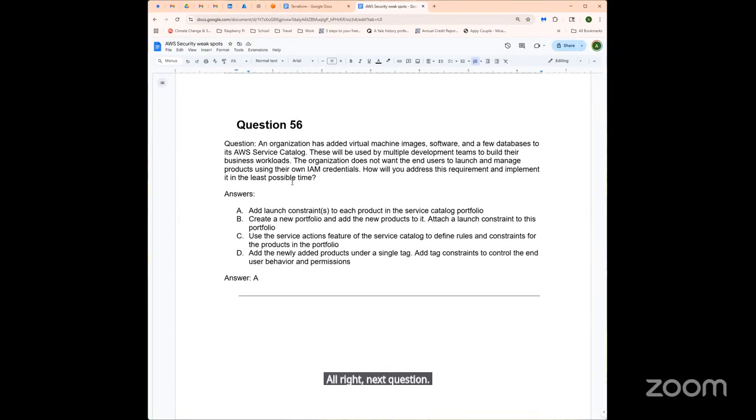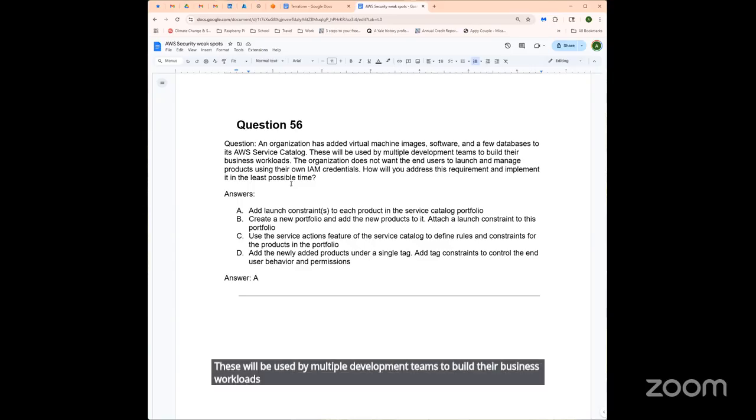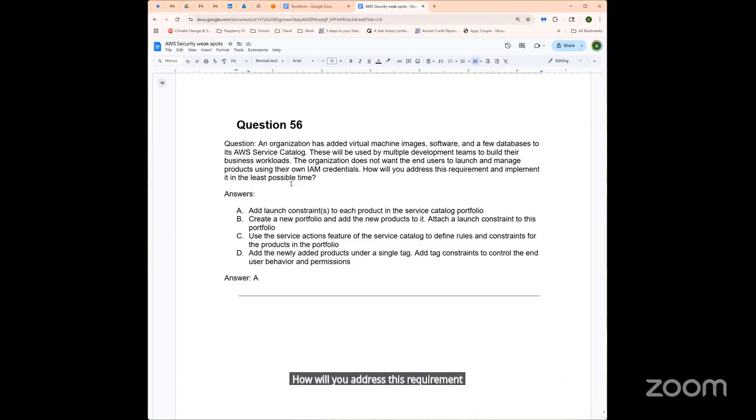All right. An organization has added VMs, images, software, and a few databases to its AWS Service Catalog. These will be used by multiple development teams to build their business workloads. The organization doesn't want the end users to launch and manage products using their own IAM credentials. How will you address this requirement and implement it in the least possible time?